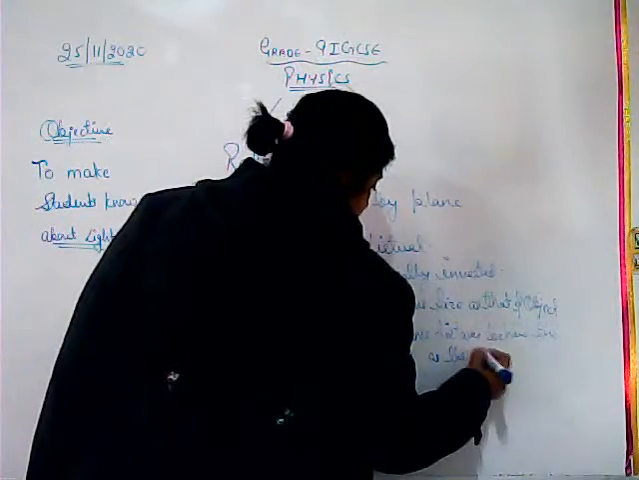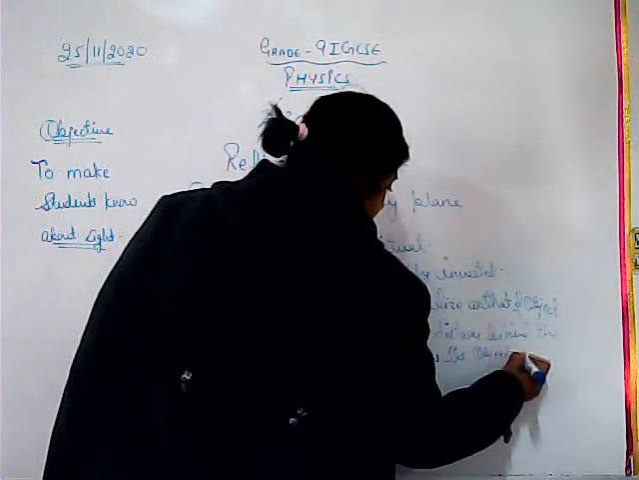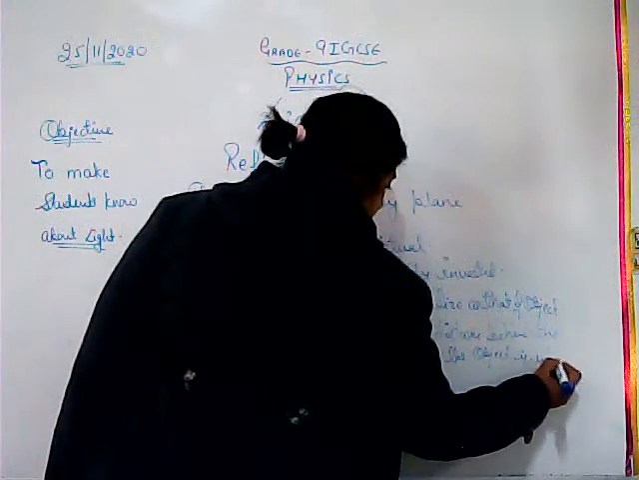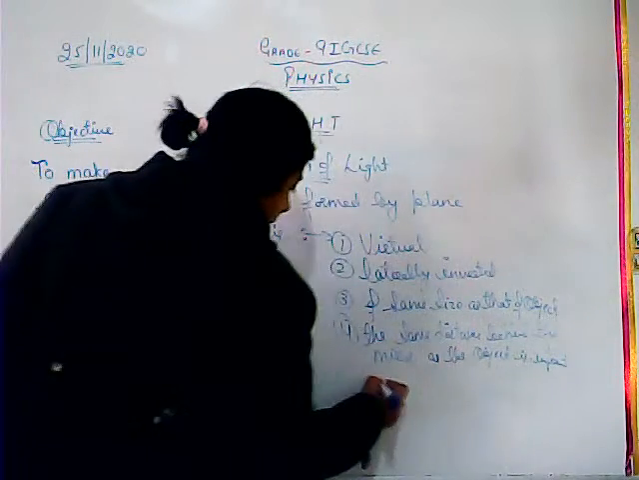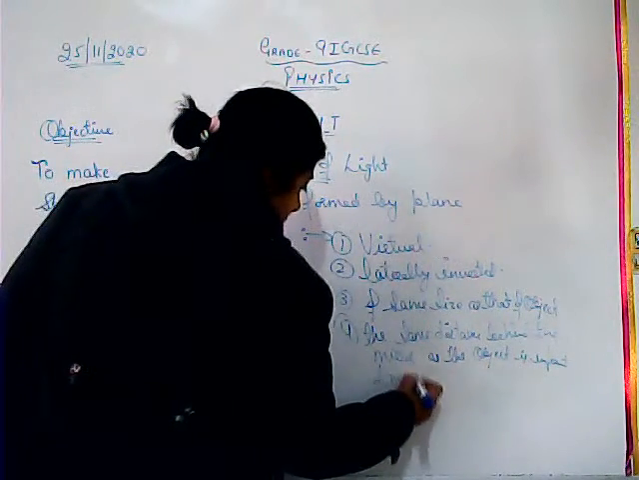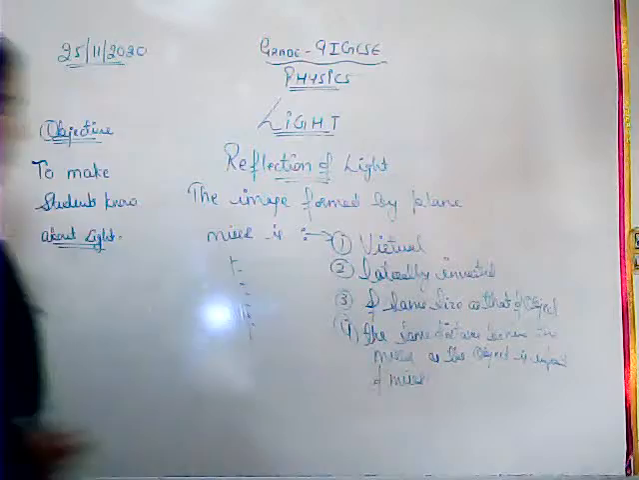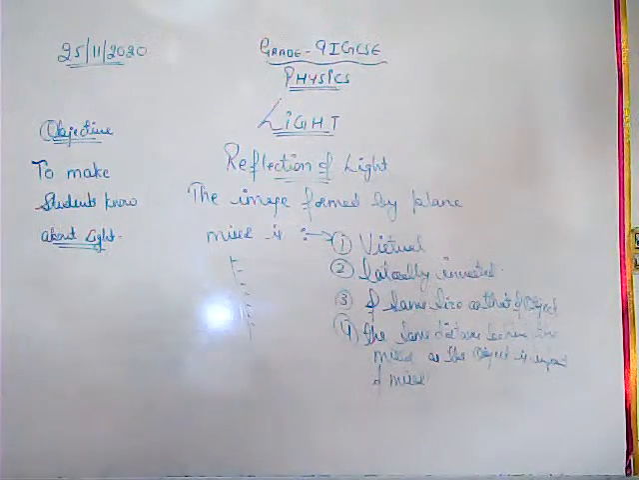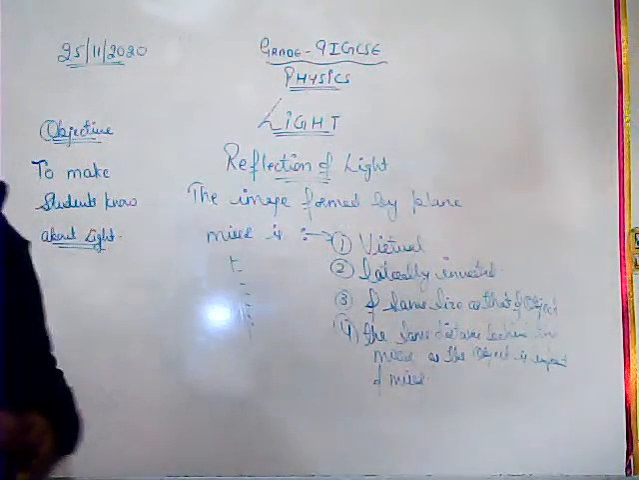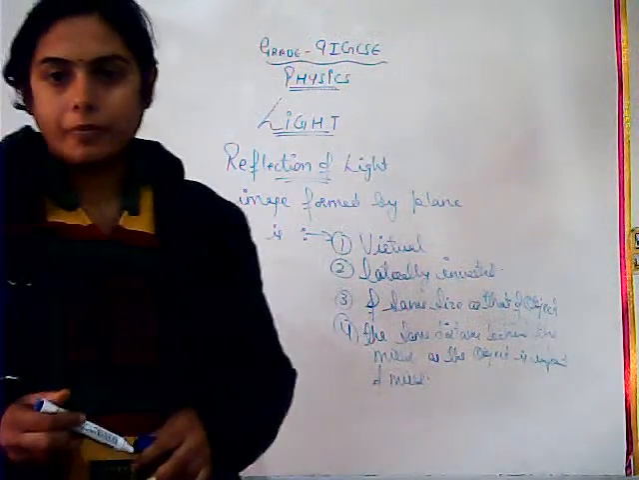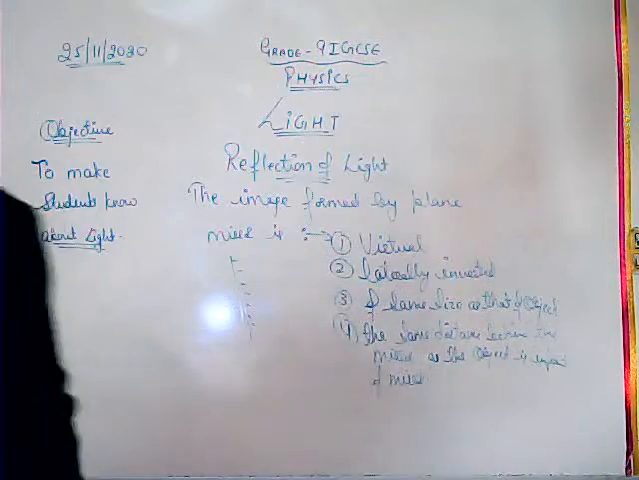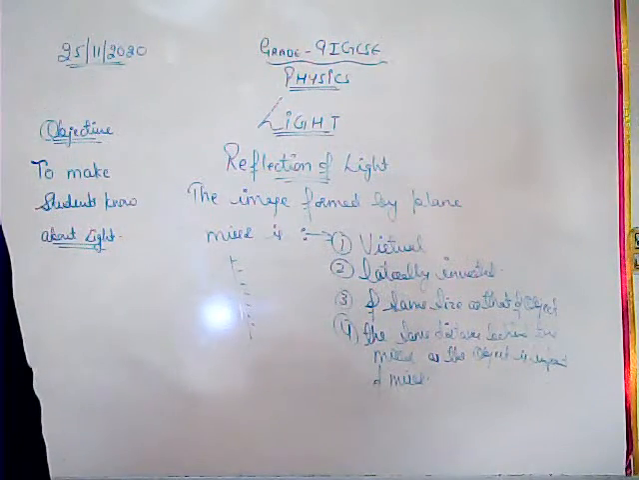As the object is in front of mirror. Fine. So these are the main characteristics, you can say, which the image formed by the plane mirror generally has. Fine. Moving on with the topic for today. This is all about the recap.